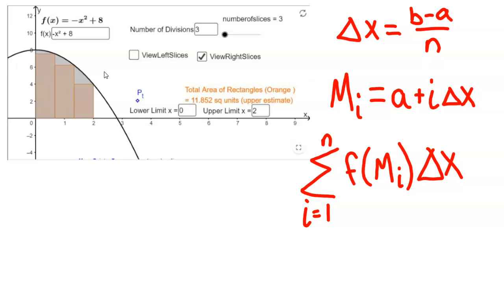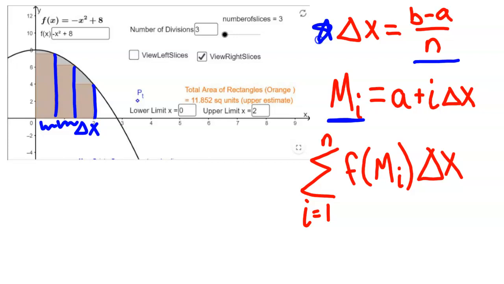And so if we look at our right slices, we've still got kind of the same stuff. We've got our rectangles, these widths are still going to be delta x all the way across here. And to get delta x, you take your 2 minus your 0 divided by n, the number of rectangles we want. I'm going to change this to a capital M sub i, but now we're dealing with the right side of this thing, so these lines right here. And so this gives you the value to plug into your function so you can find these lengths on the right side of the rectangle.